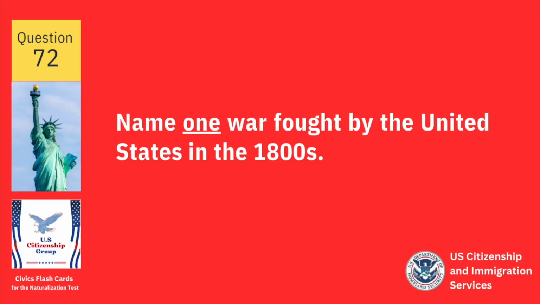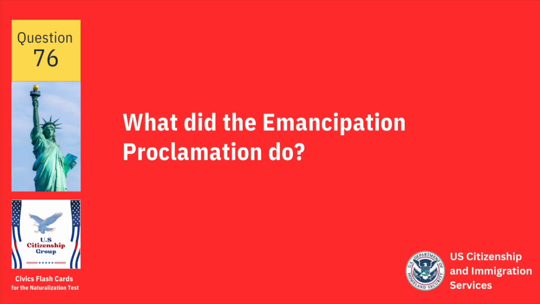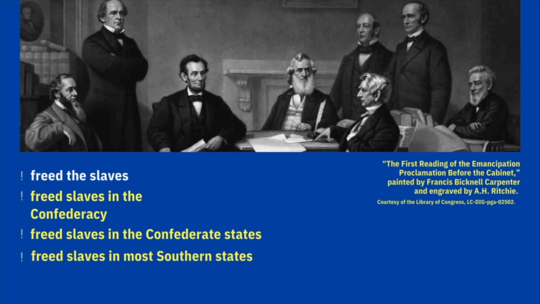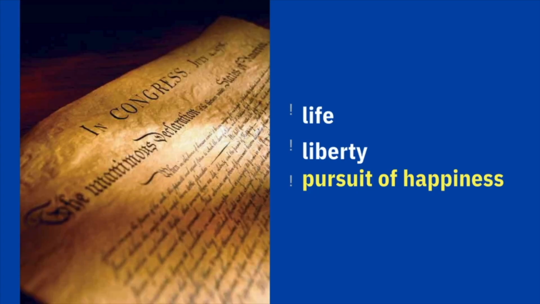Name one war fought by the United States in the 1800s. Civil War. What did the Emancipation Proclamation do? Freed the slaves. What are two rights in the Declaration of Independence? Life, liberty.